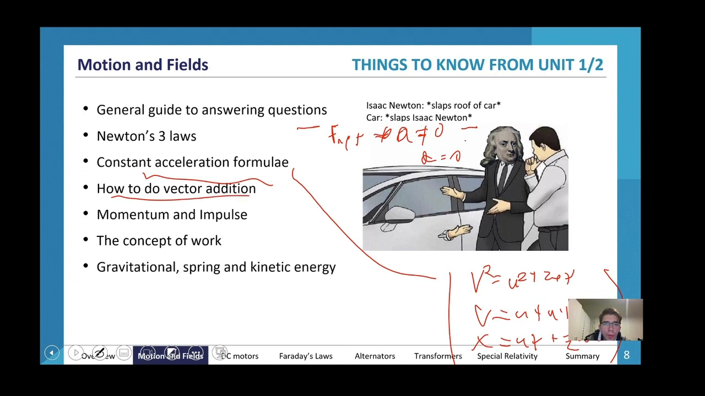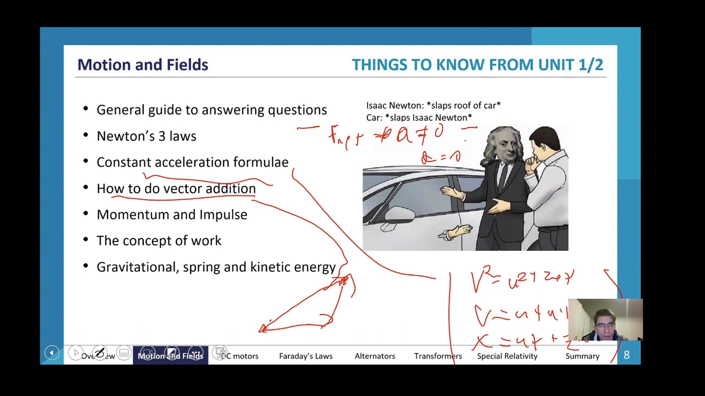You need to remember how to do vector addition, and if you recall vector addition, we learned it by saying the head to tail method. So if you have one vector going to the right, one vector going up, a vector addition will essentially be from one point to another point, right, from head to tail. And of course vectors are represented with arrows.